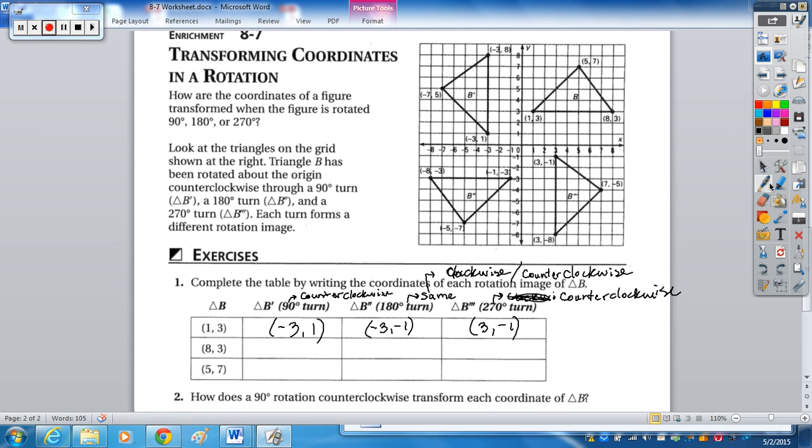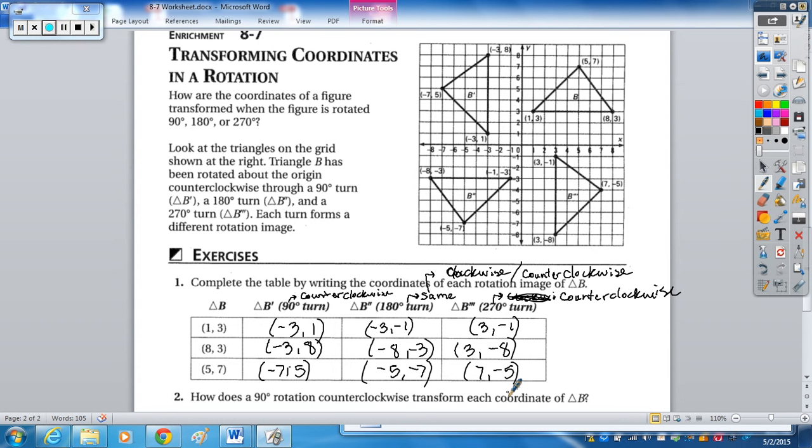Okay, now we're back. To fill in the rest of the information, hopefully you already have this. -3, 8. We have -8, -3. We have 3, -8. And we have -7, 5. And we have -5, -7, and then 7, -5. Those are just following the pattern all the way around. That's what we have there.